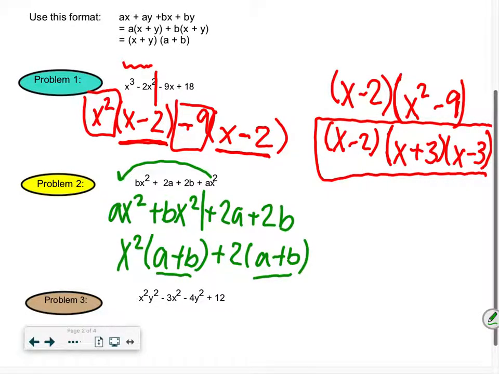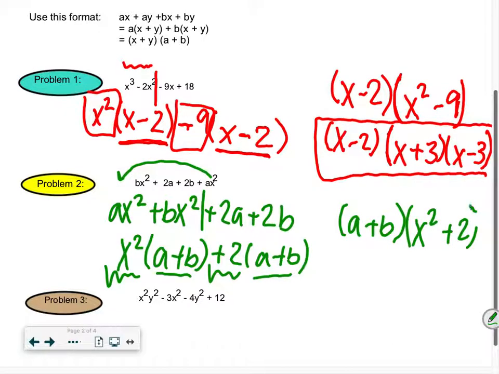Break it down. Write it down only once, not twice. Then what's my other set of parentheses? X squared plus 2, the stuff outside. Okay. Then we ask ourselves, can I break down x squared plus 2?